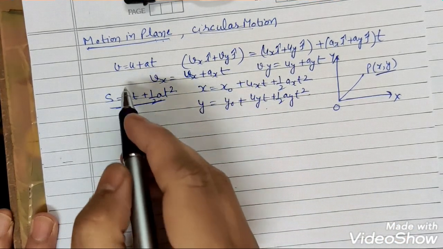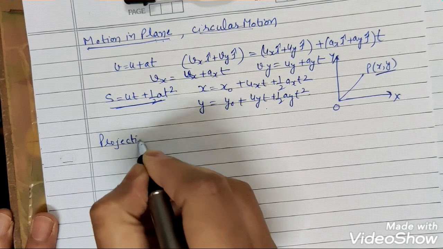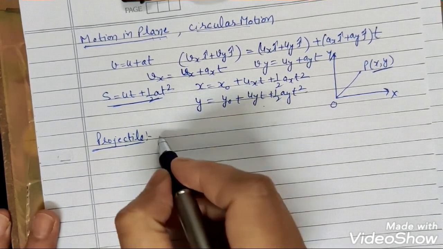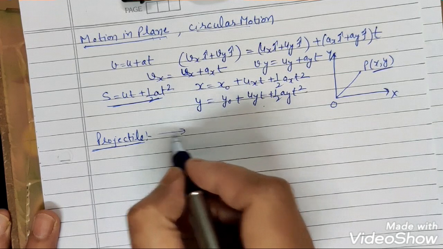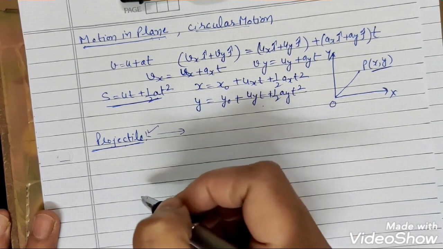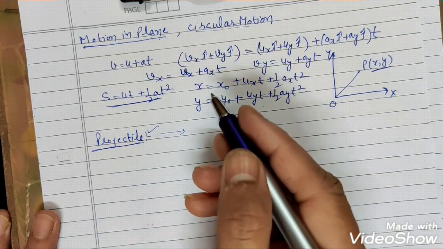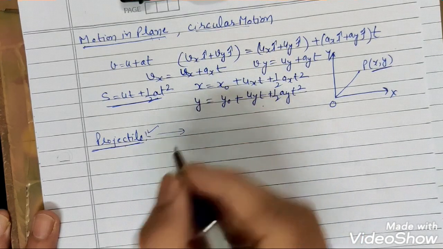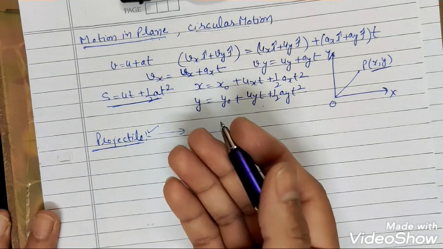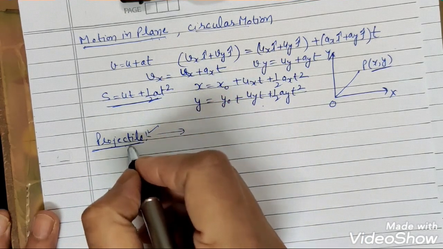The example to explain motion in a plane is the projectile. A projectile is any body that is fired horizontally, but then moves under the effect of gravity. Say a bullet fired from a gun, or a stone fired from a window when the train is moving. These motions are considered projectile motion.